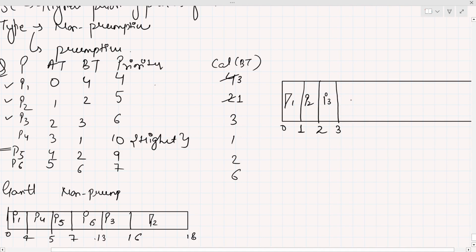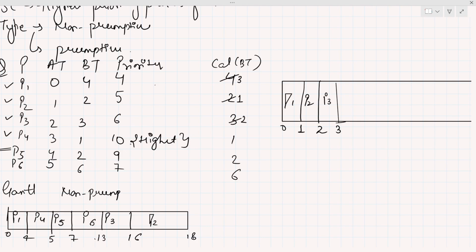Because now the completion time becomes 3. For the rest of the processes, why did I stop at 3? Because at 3 we have one more process available, which is P4. So with the next process available, we have to select the process among these 4. P3 also executed once, so the time left is 2.